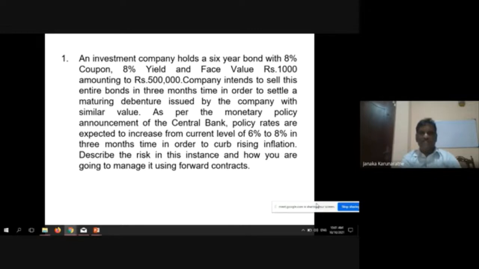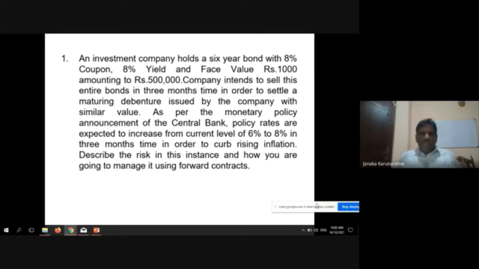The company intends to sell these entire bonds in 3 months' time in order to settle a maturing debenture issued by the company with a similar value. So the current value is 500,000, and the company plans to sell it in 3 months' time to settle a maturing debenture issued by the company with a similar value. So that means there is a debenture issued by the company maturing in 3 months' time, amounting to 500,000. So the plan for the company is to sell this bond and settle that debenture.